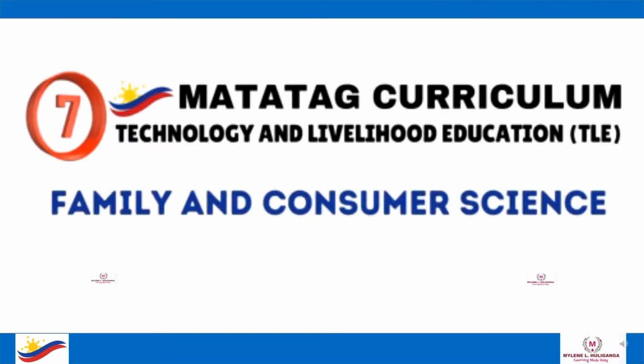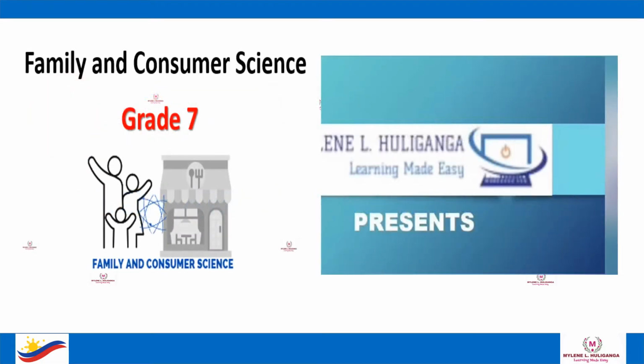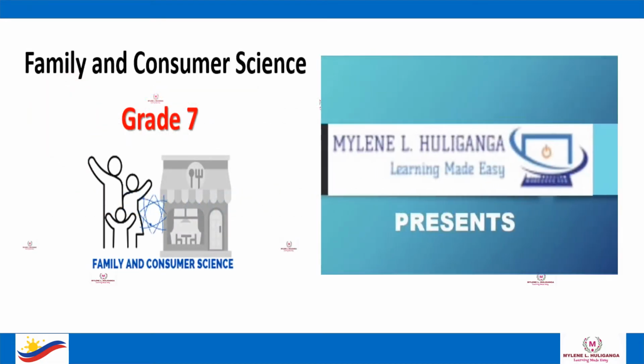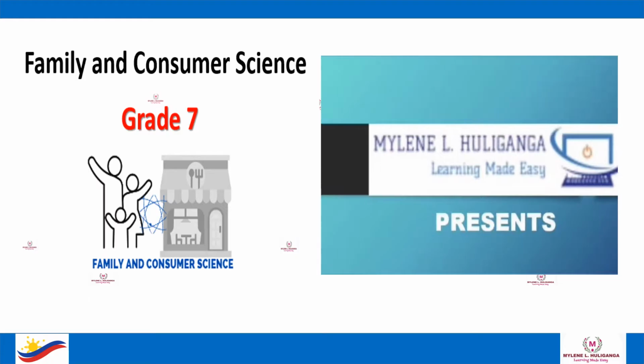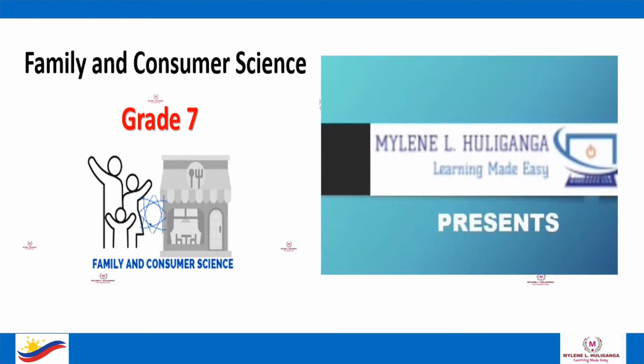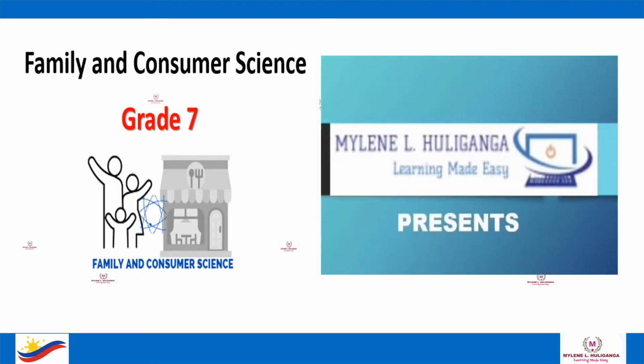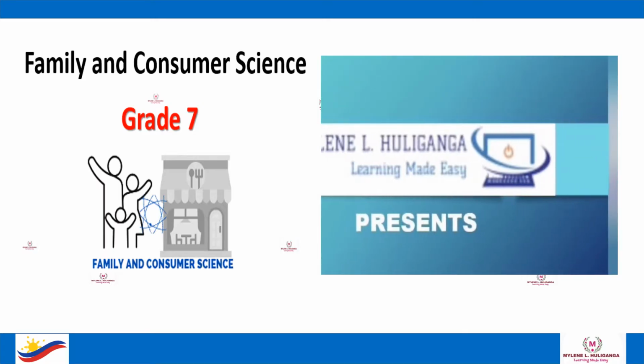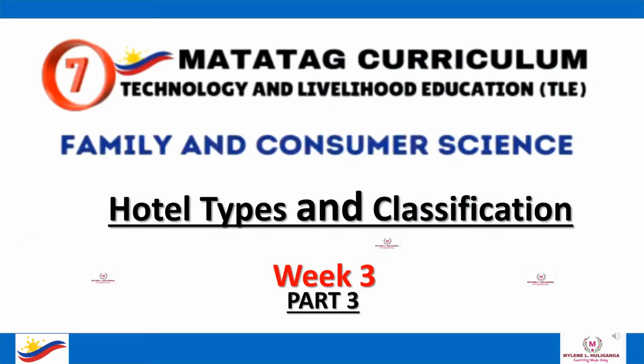Technology and Livelihood Education, New Matatag Curriculum. Family and Consumer Science for Grade 7, our topic is Hotel Types and Classification.